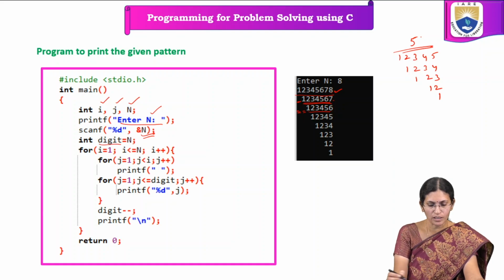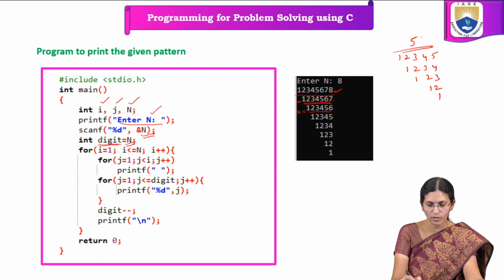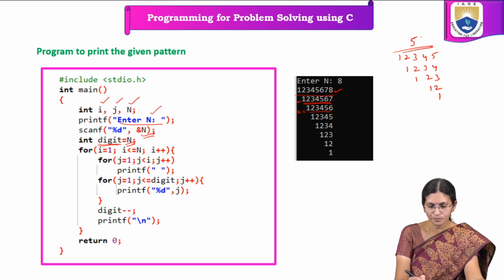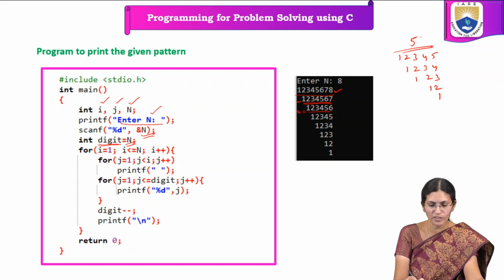Now we have taken one digit, declared as an integer variable. So digit is initialized with the value of n. If n is equal to 5, digit is also equal to 5. Now, since this loop has to be repeated for the number of times as the rows specified by the user, it will iterate from 1 to n. So the outer for loop will repeat 5 times. Suppose n is equal to 5, so it will repeat from 1 to 5.